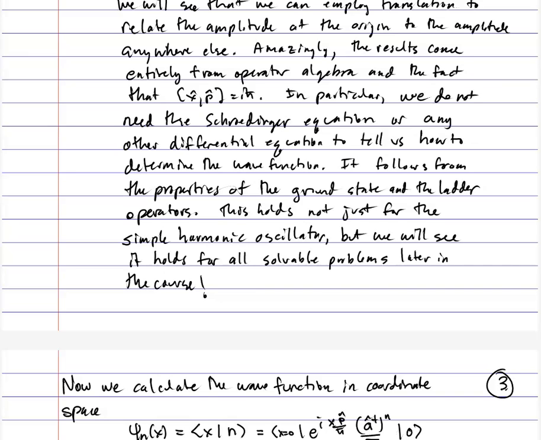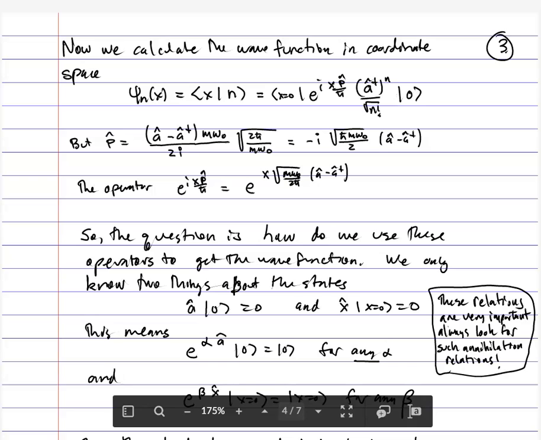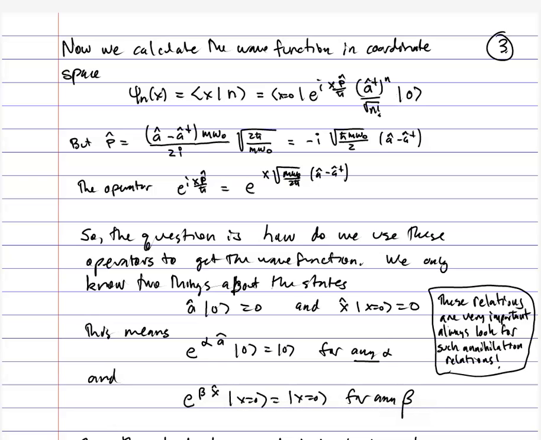It also follows from the properties of the ground state and the ladder operators. That's all that you need to get the wave function. Now, this holds not just for the simple harmonic oscillator, which is often the only operator-based system that you deal with in quantum mechanics classes, but we're going to see it holds for all solvable problems later in the class. All right, so with all of that wordiness, let's get ready now to calculate the wave function.